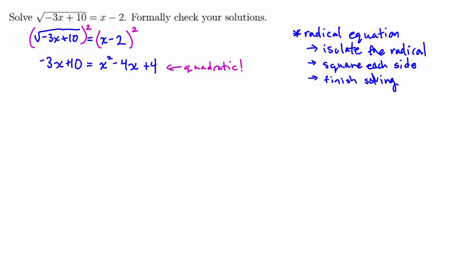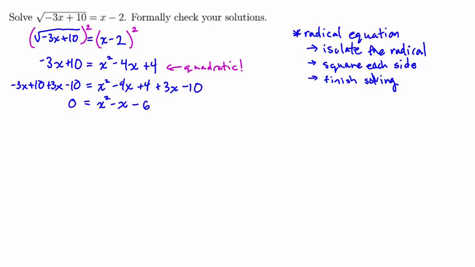So I'm going to add 3x to each side, and I'm going to subtract 10 from each side. So on the left, I'll have negative 3x plus 10 plus 3x, and then minus 10. That will be equal to x squared minus 4x plus 4, and I will add 3x to this side as well to keep it balanced and subtract 10. Now I'll be left with 0 on the left-hand side, and when I simplify that right side, I'll have x squared minus x minus 6.